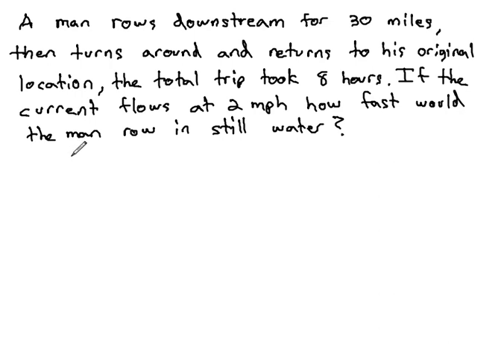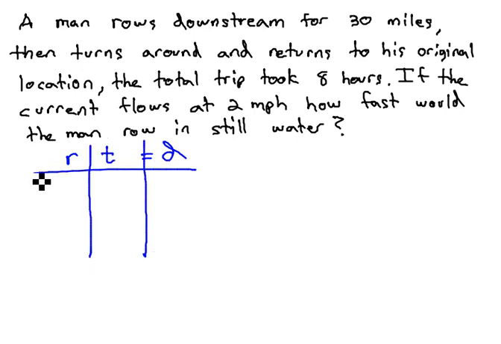Well, when we see rates and times and distances, we should think about the equation that rate times time equals a distance. And let's see if we can organize our information in a table, one row for downstream and one row for upstream. First, going downstream. When you're going downstream, you have the addition of the water pushing you. So we're going to add to his rate those 2 miles per hour that the current is flowing, making him go faster. When he goes the other way, those 2 miles an hour are going to push against him, slowing him down 2 miles an hour. So we'll subtract 2.